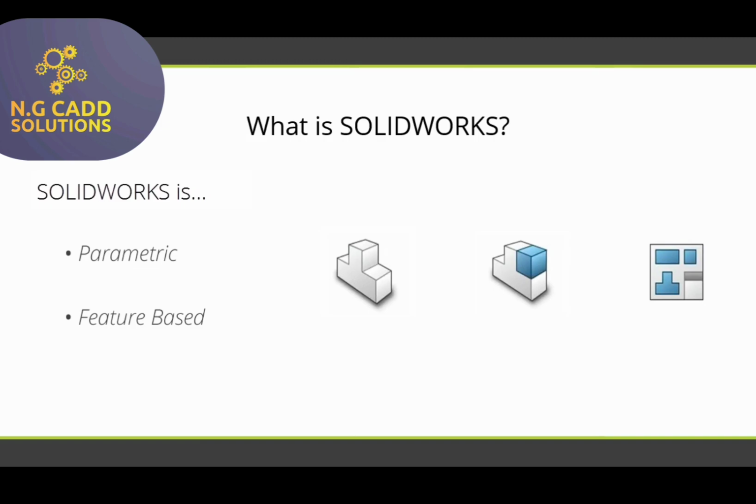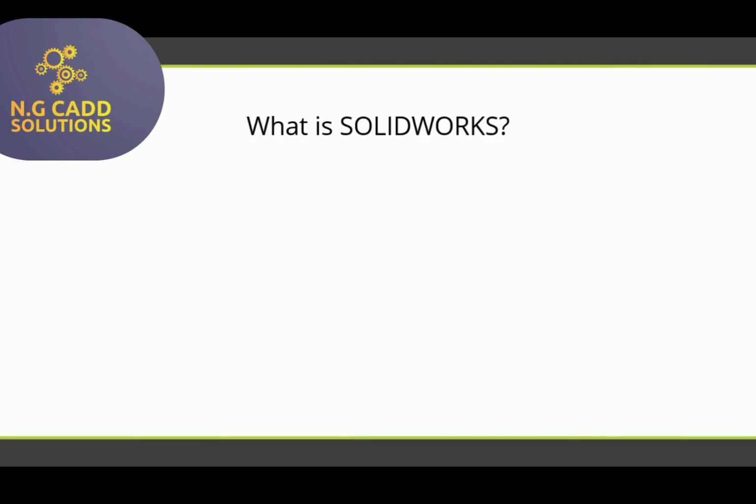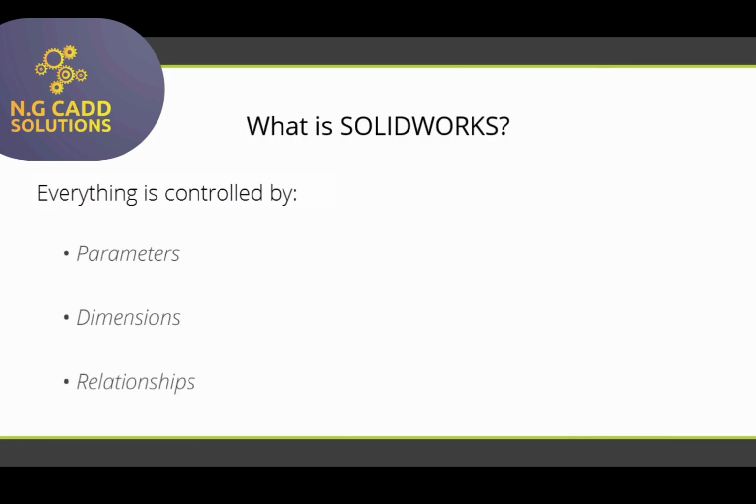A parametric modeler behaves differently than other more primitive CAD tools that are object-driven. What I mean is, in a parametric modeler, everything is controlled by either parameters, dimensions, or relationships. For example, if you want to move the position of a hole that's in a block, in a parametric system, you would change the dimension or relation that controls its position.